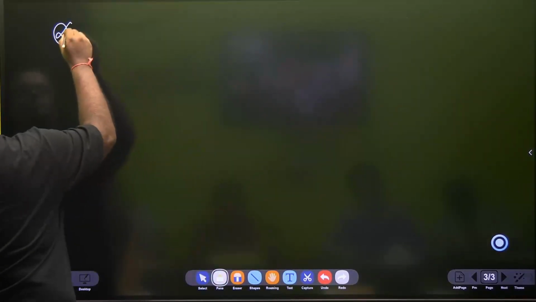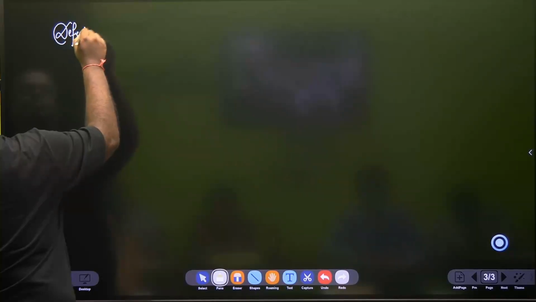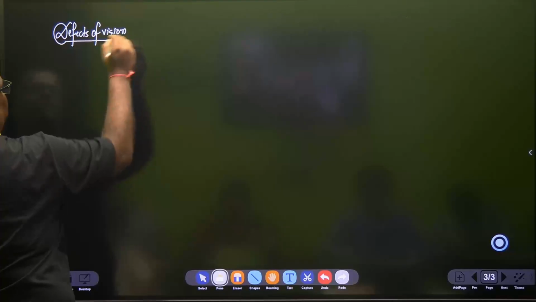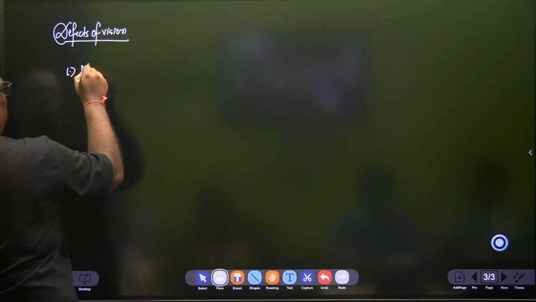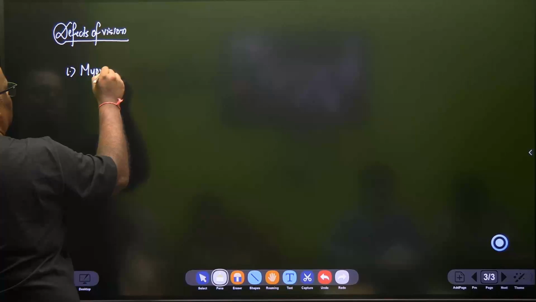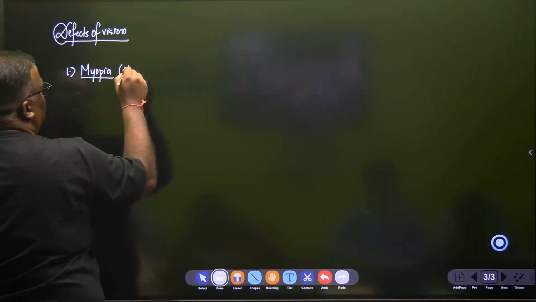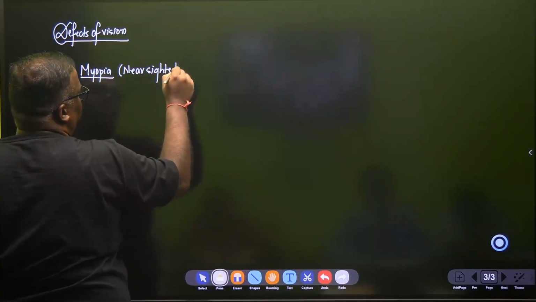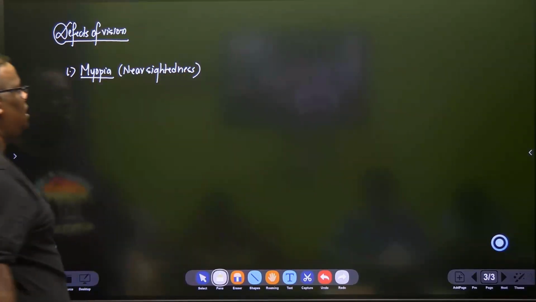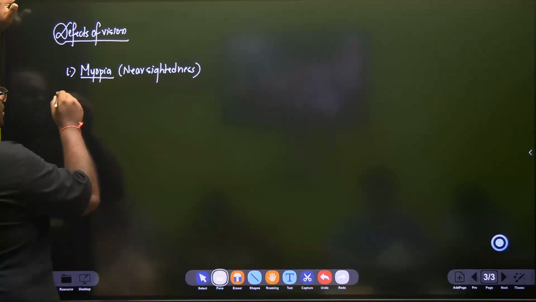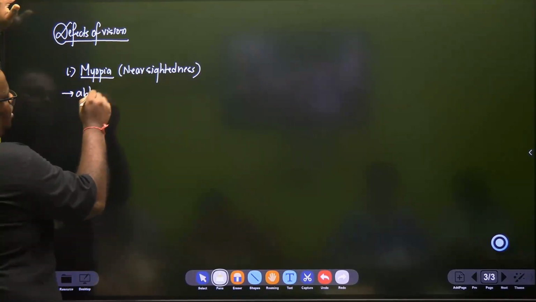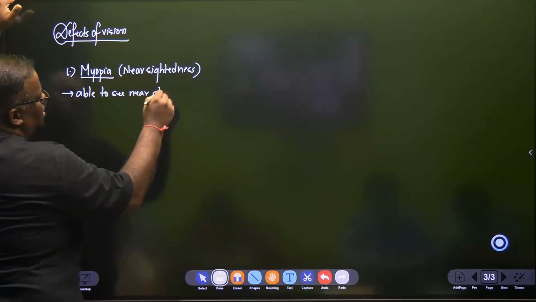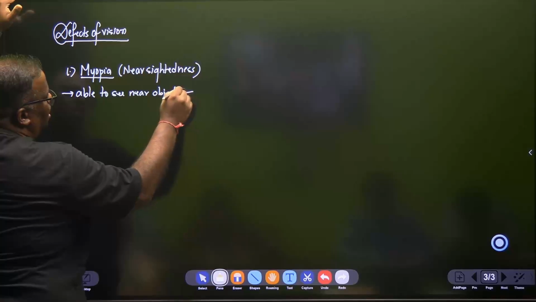Defects. Three types of defects we'll study. The first defect is known as myopia. Myopia is also known as nearsightedness. Nearsightedness means able to see near objects.